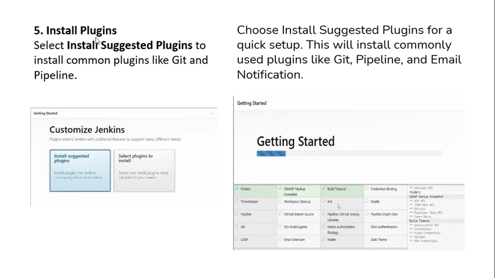Step 5 is install the plugins. Select and install suggested plugins to install common plugins like Git and pipelines. It shows two options: install suggested plugins and select plugins to install. Choose install suggested plugins for a quick setup, and this will install commonly used plugins like Git, pipelines and email notifications, and the process looks like this.